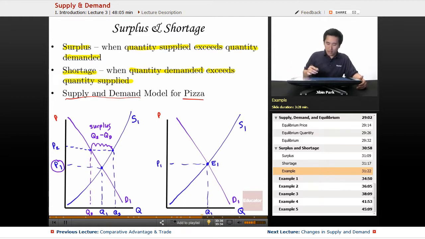Now, a shortage situation works pretty much in the same way. You have a market that's not in equilibrium. It's in disequilibrium here. So let's say you're trying to charge P2 here. Then clearly a lot of people are going to want to demand, or they're going to have a higher quantity demanded, but on the supply side, there's no incentive for pizza producers to enter the market. So you're going to have QS situation here. So the quantity demanded is going to exceed the quantity supplied. And so you have a shortage.